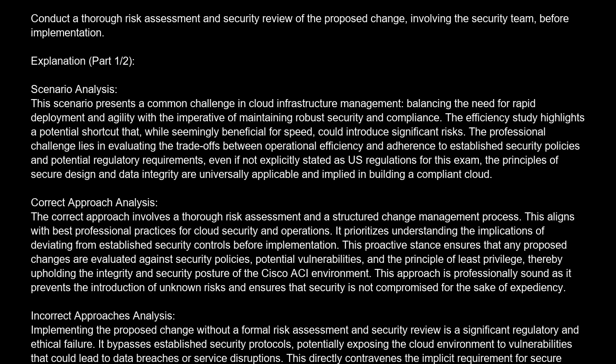Incorrect approaches analysis. Implementing the proposed change without a formal risk assessment and security review is a significant regulatory and ethical failure. It bypasses established security protocols, potentially exposing the cloud environment to vulnerabilities that could lead to data breaches or service disruptions.